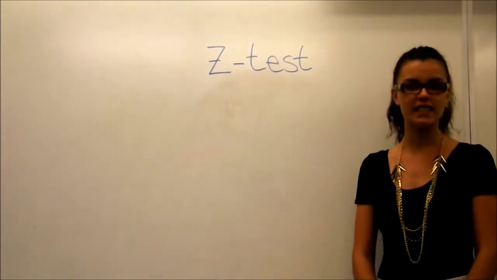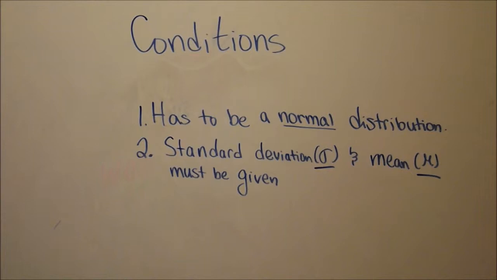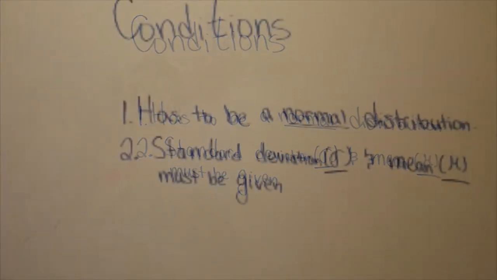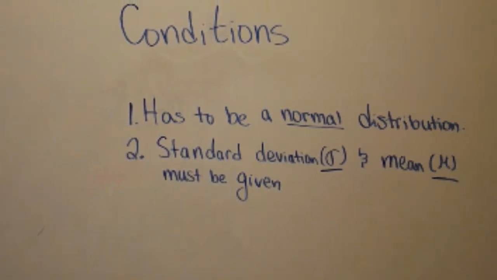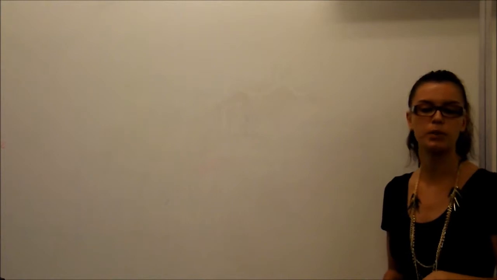Before we can evaluate the z-test, some conditions must be met. The first condition is that it has to be a normal distribution, and the second is that the standard deviation and the mean must be given. If these conditions are met, then we can proceed with our problem.